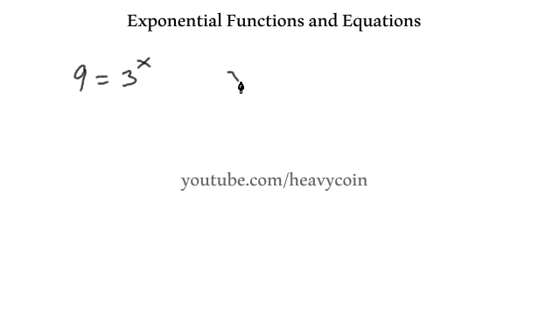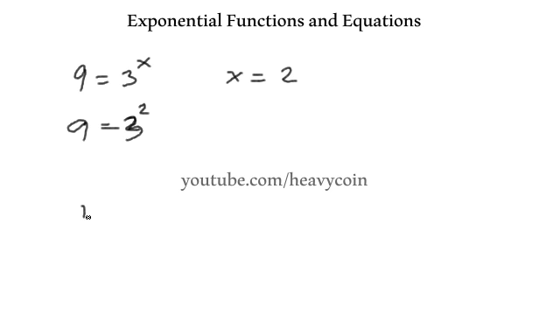So in this particular one here, we'd probably want to let x be what? 2? Because that should be a 3 squared is equal to 9, right? 3 times 3 is 9. Okay. Let's look at a little bit more difficult one.